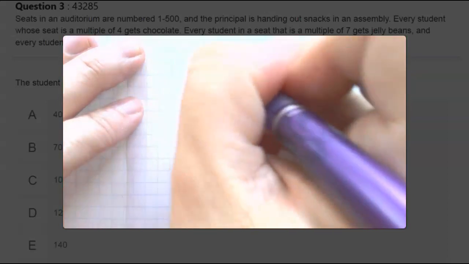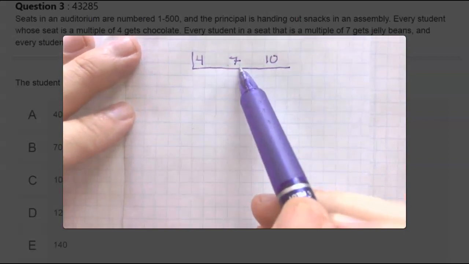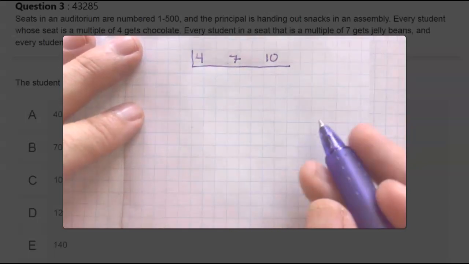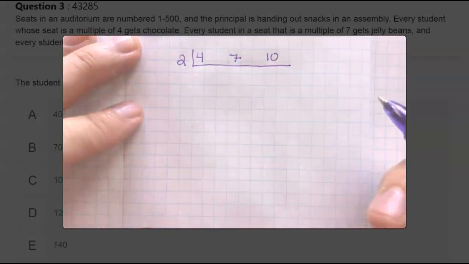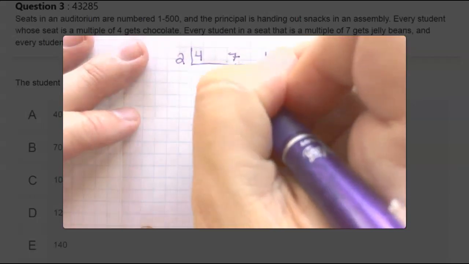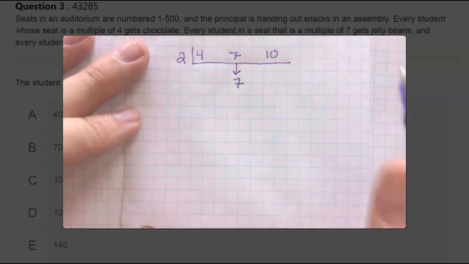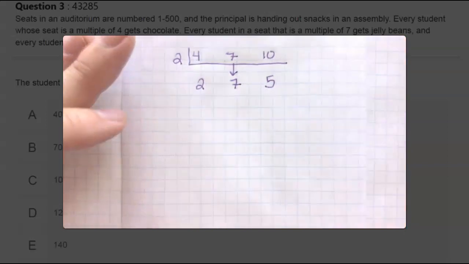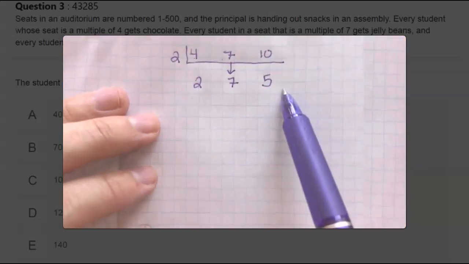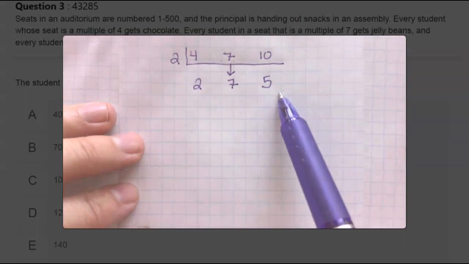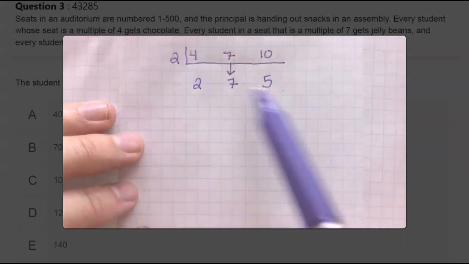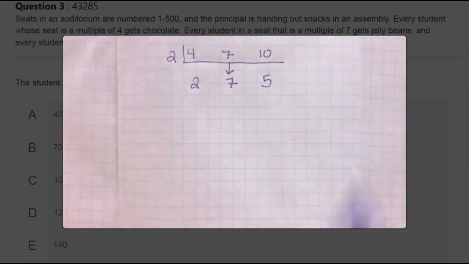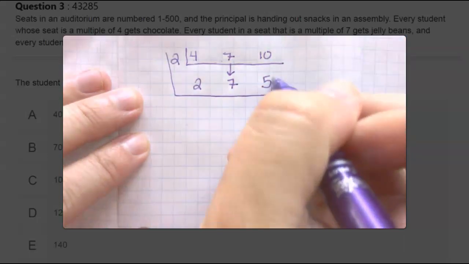Now again, our goal is to get them all prime. In this case, we only have one prime number. But these two are not prime. So we've got to see, do they share a common factor? They sure do. They share 2. Okay, I'm going to bring down the 7 because he's already prime. 4 divided by 2 is 2. 10 divided by 2 is 5. So now when I look at this, I have to decide whether they share common factors. They just so happen to all be prime. So this is when I'm going to multiply all these numbers together. This is when you do the L in least common multiple.